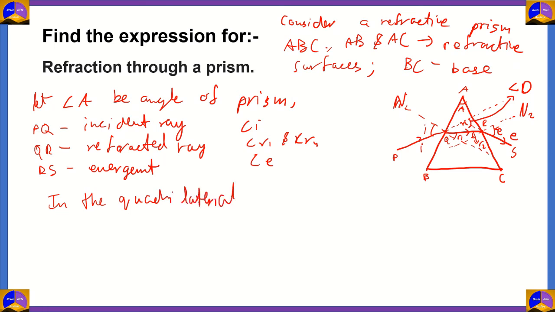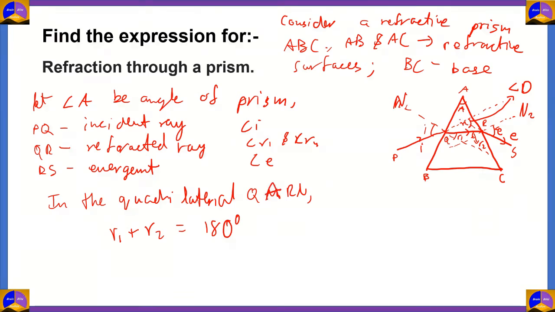So the quadrilateral is presented as QMRN. In the quadrilateral, the opposite angles sum to 180 degrees. So the sum of the opposite angles, that is R1 and R2, will be equal to 180 degrees. Okay, so here the quadrilateral is not QMRN, it is QARN.